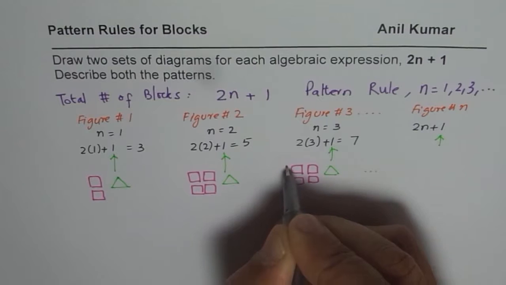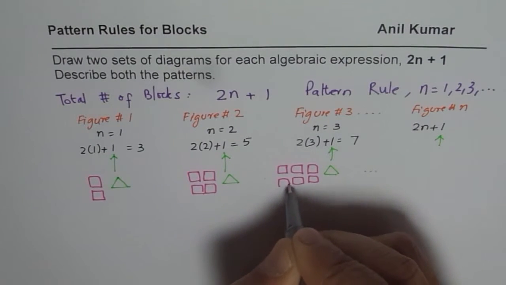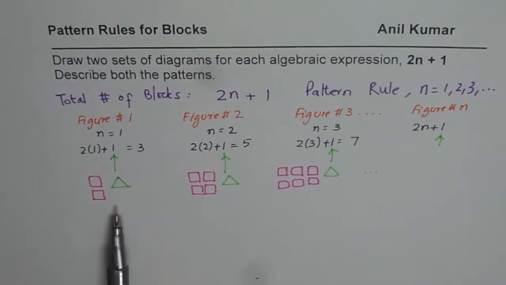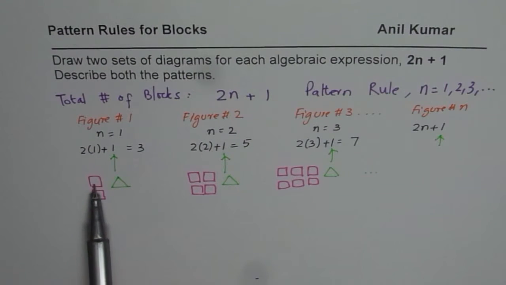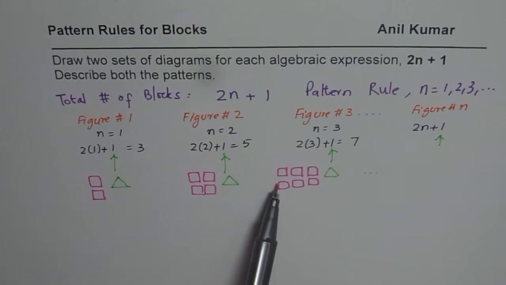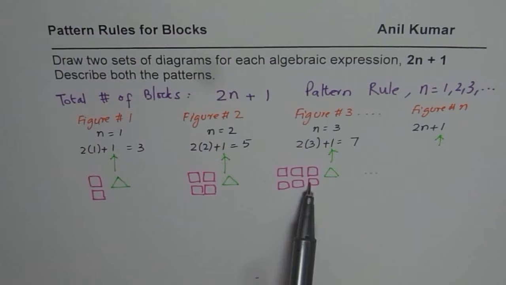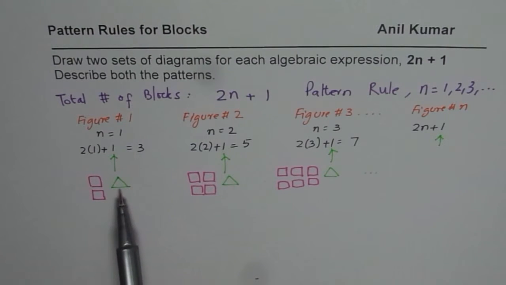So 2 more, that is it. So as you can see, the number of blocks here are 3, where the squares are increasing by 2 each time, whereas the triangle remains fixed. Do you see that? So that's the whole idea of the rule and the figure connection, right?